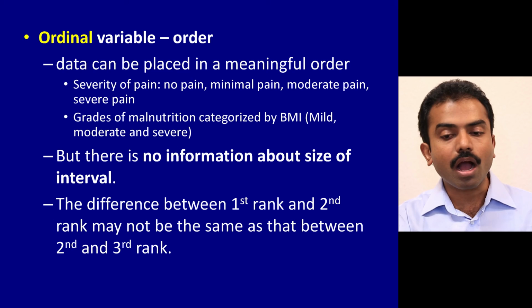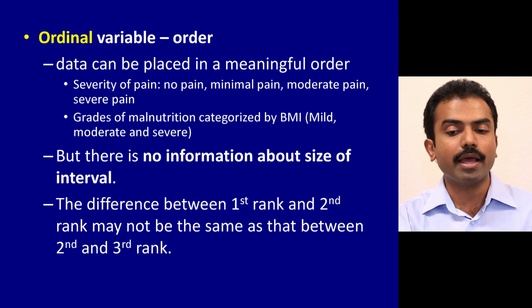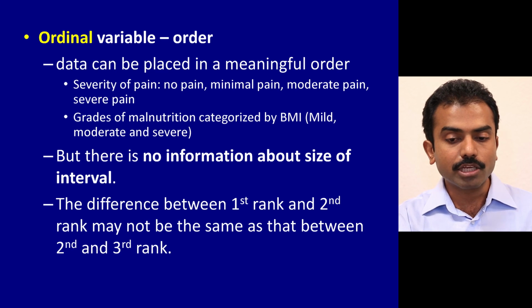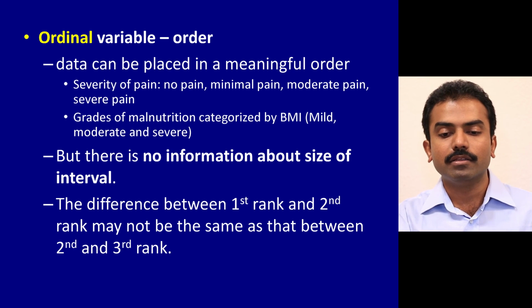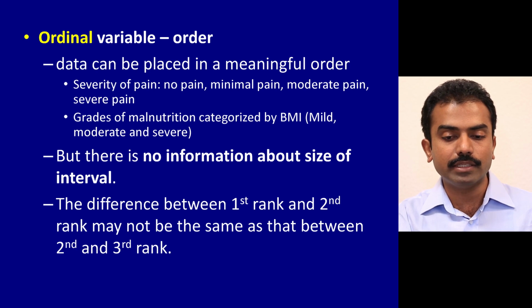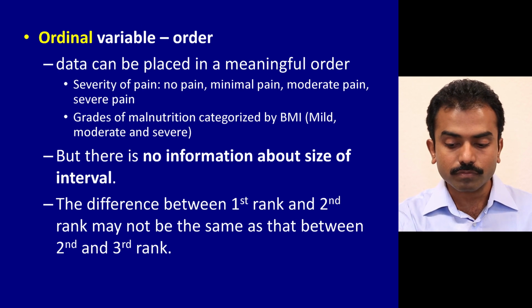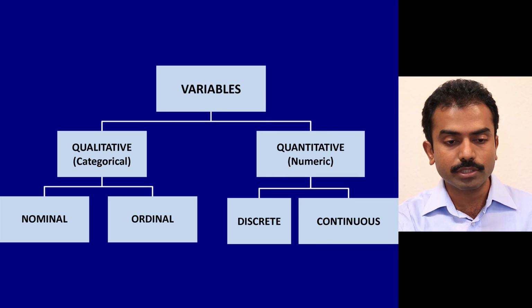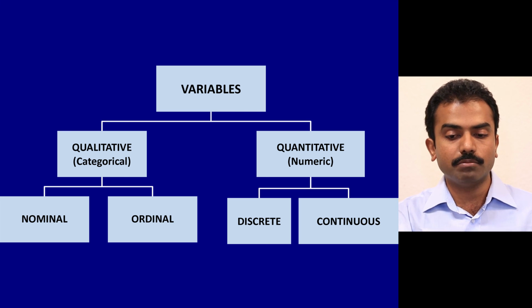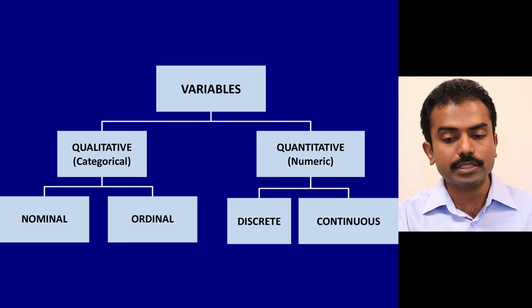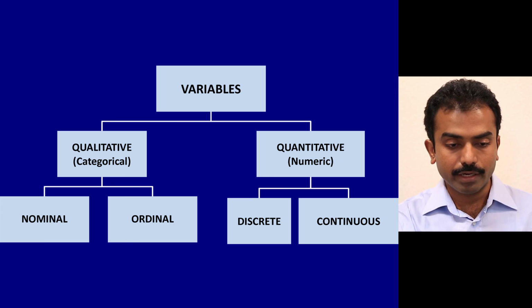There are categories, they are qualitative, but there is an inherent order to these categories. But there is no information about the size of the interval. We can't say that the difference between no pain and minimal pain is the same as between minimal and moderate pain. We can't be that detailed, but yes, it can still be placed in terms of some order. So this is how we divide. To summarize variables, there are 2 categories: qualitative variables and quantitative variables. Under quantitative variables, you have continuous and discrete. Under qualitative variables, you have nominal and ordinal variables.